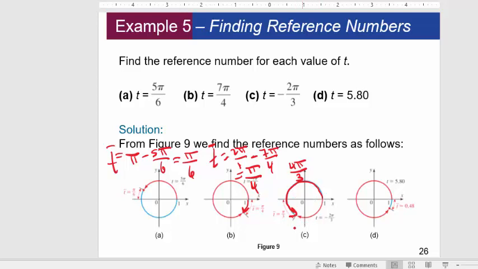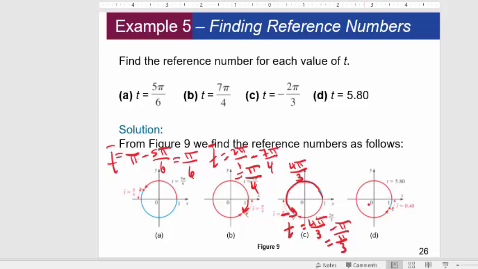So how do we find our t bar in the third quadrant? What we had done is the angle minus pi, which in this case is 4 pi over 3 minus pi, which is going to be pi over 3, right? So in this case, our reference angle is pi over 3.